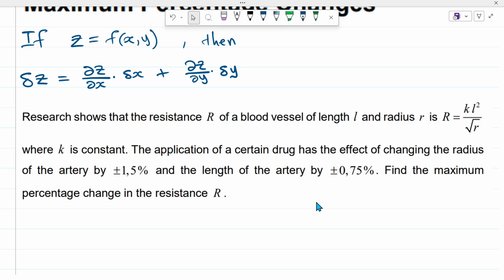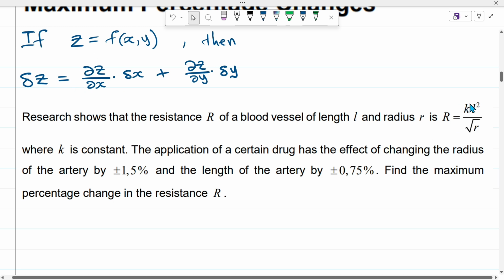Like always, I prefer to first calculate these things. So first write down the partial derivatives. Since K is a constant, we cannot differentiate with respect to it. We're going to differentiate only with respect to L and r, because we're only given the percentage change of r as well as for the length. So yeah, let's go.